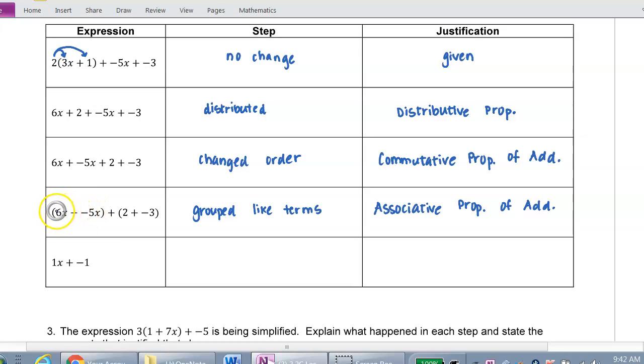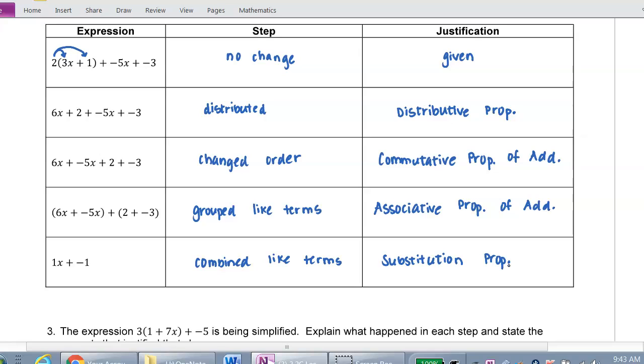And I noticed that they have combined the like terms. So if I look at the coefficients, 6 and negative 5 gives us 1, so 1x, and our constants would give us 2 zero pairs and 1 negative remaining. So they combined like terms, and that is the substitution property at work when we replace one value for another because they're equivalent.